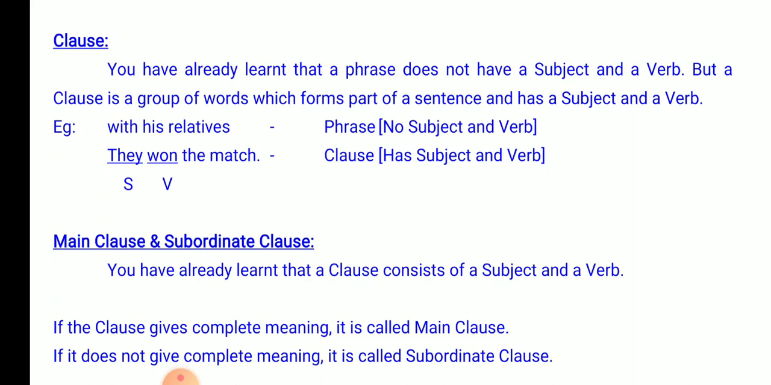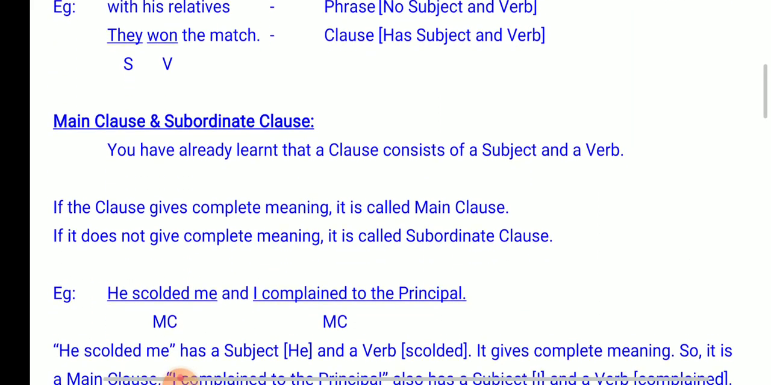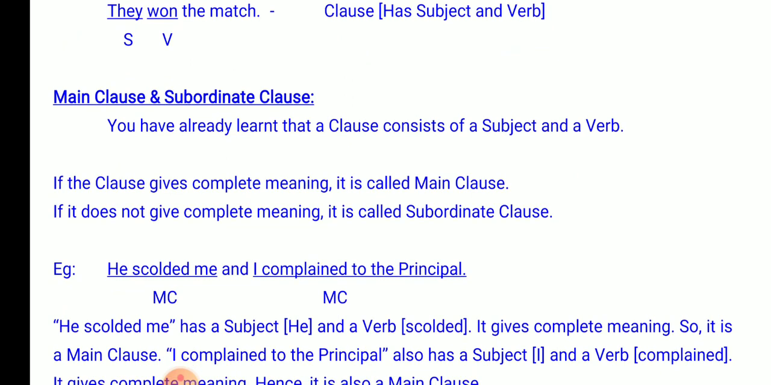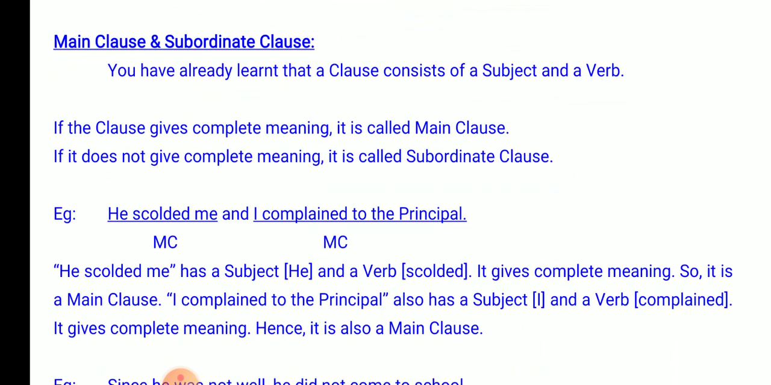There are 2 kinds of clauses, the main clause and the subordinate clause. Let us get into these 2. I told you that a clause has a subject and a verb. But a clause may give complete meaning or it may not give complete meaning. If a clause gives complete meaning, we call it a main clause. If a clause does not give complete meaning, we call it a subordinate clause.